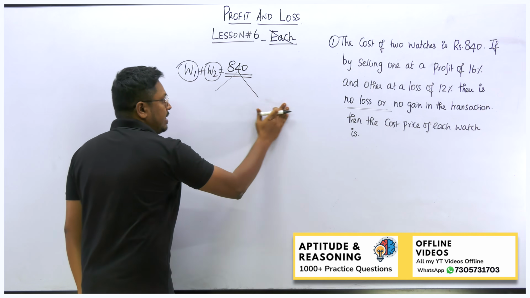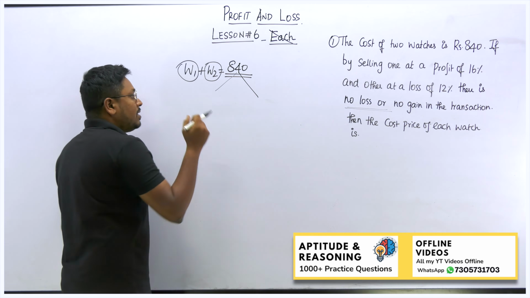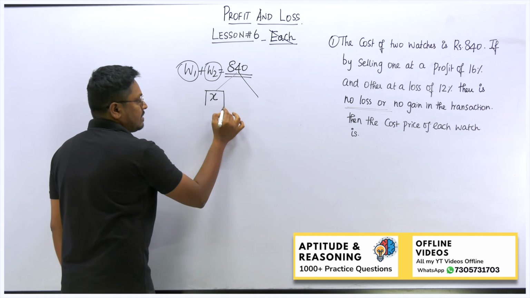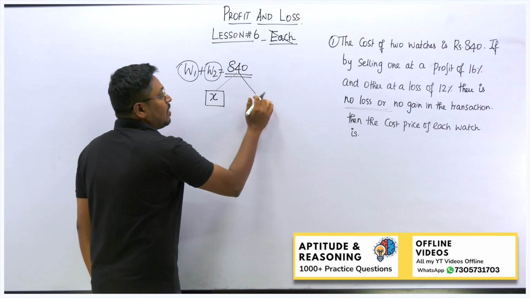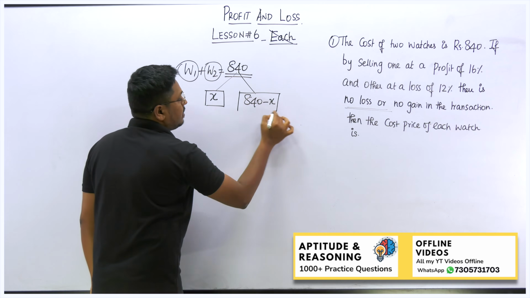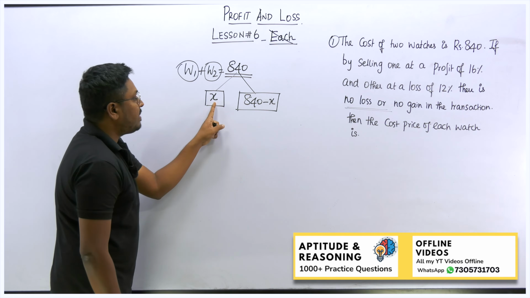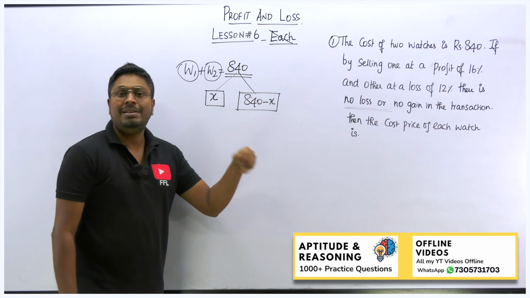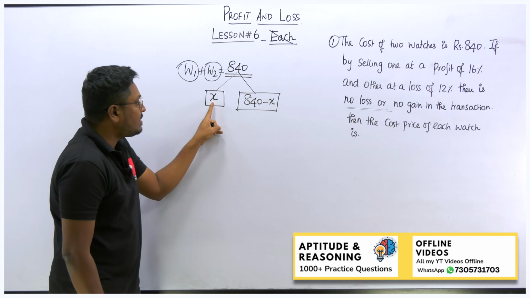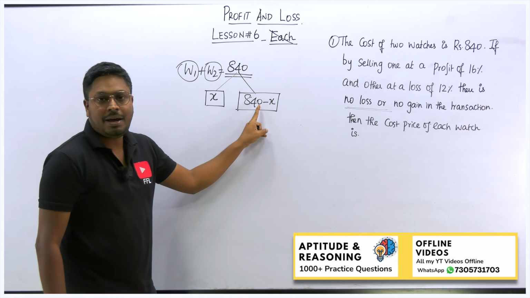Similarly, here the cost price of both watches is unknown. So what I can do is keep the watch 1 cost price as X. Then the second watch cost price will be 840 minus X. Friends, understood? This is the first step to solve the question. If one watch price is unknown, then the second watch will be the remaining price, which is 840 minus X. If this watch price is 700, then 840 minus 700, which is 140, will be the remaining watch price.